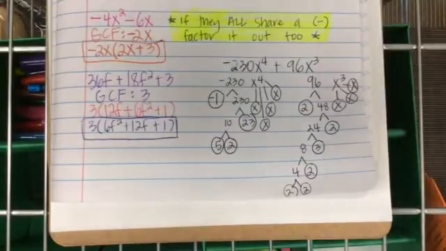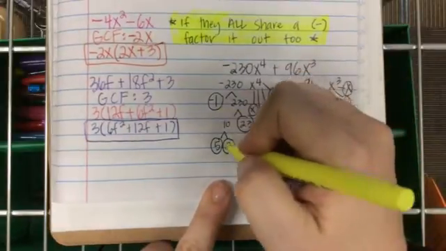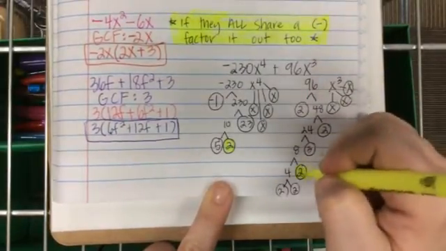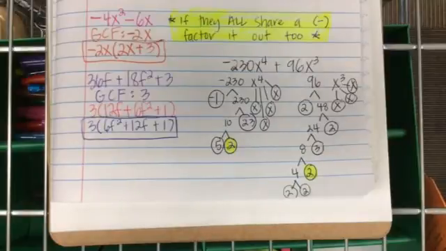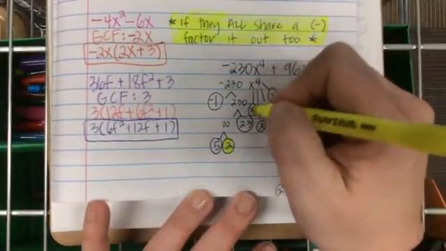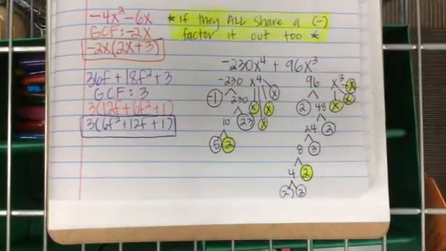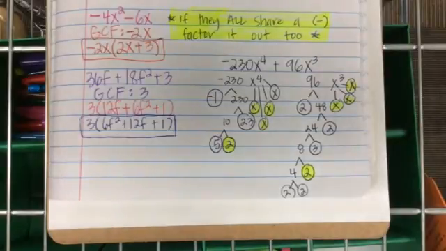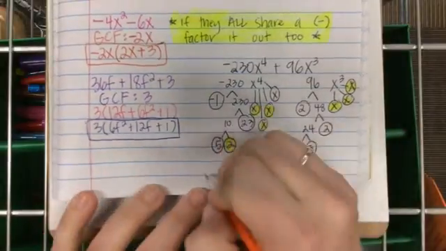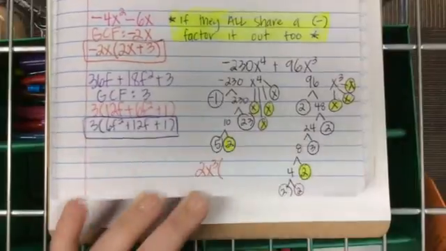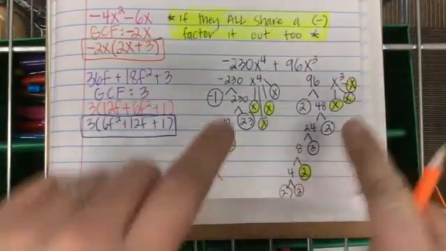Find our greatest common factor. What's left, or what do they share? They share a 2. Do they share anything else? Any other coefficients? No. They share 1, 2, 3 x's. So what's the greatest common factor? 2x cubed is the greatest common factor. They share a 2 and they share x cubed.